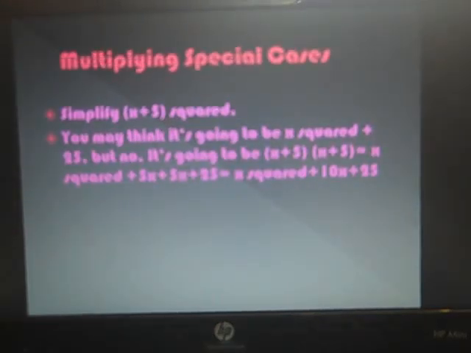Multiplying special cases. Simplify x plus 5 squared. You may think it's going to be x squared plus 25, but no. It's going to be x plus 5 times x plus 5 equals x squared plus 5x plus 5x plus 25 equals x squared plus 10x plus 25.